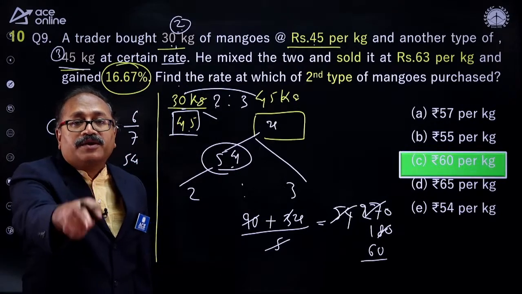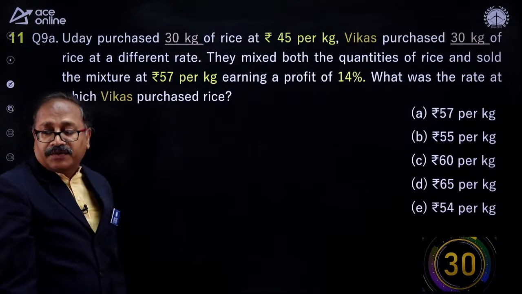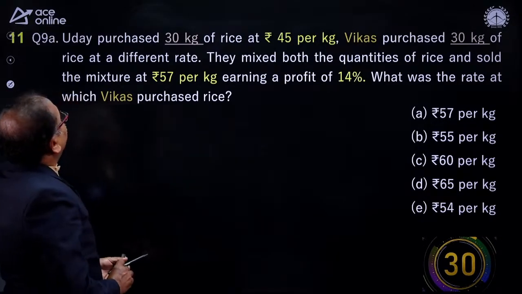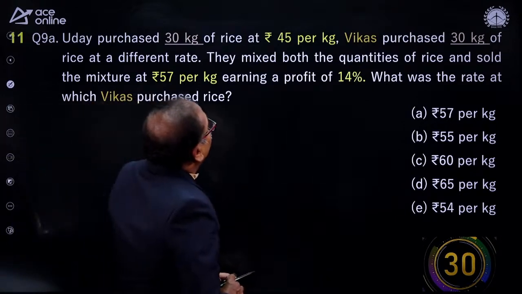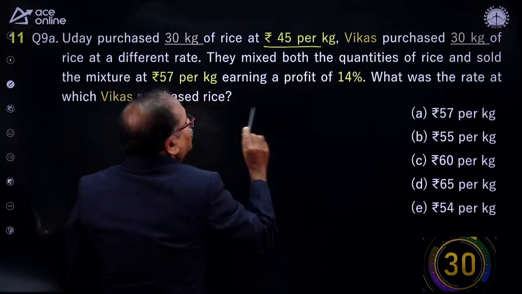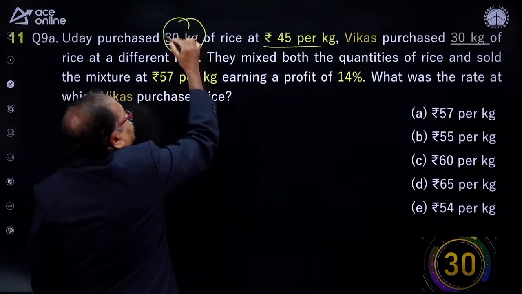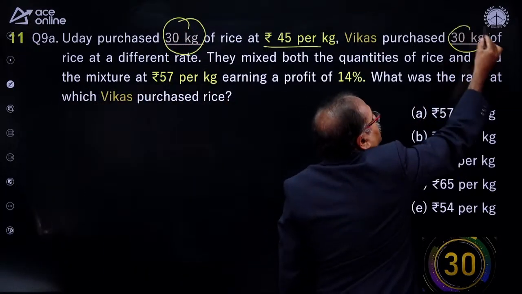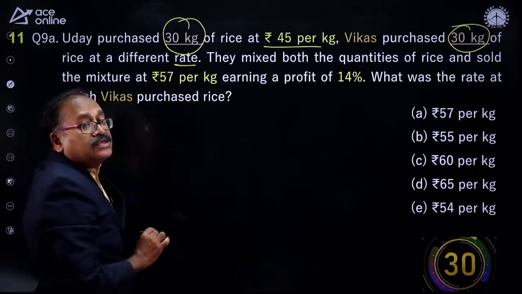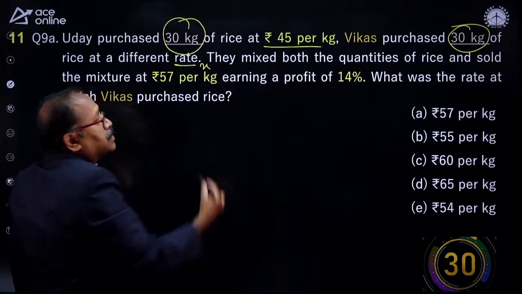Next question on the board here, this one. Now check this. Uday purchased 30 kg of rice for rupees 45 per kg, and Vikas purchased 30 kg of rice. Here it is 30 kg. Look at this one, here also is 30 kg of rice at a different rate. I don't know this rate. Let's consider this rate as x.